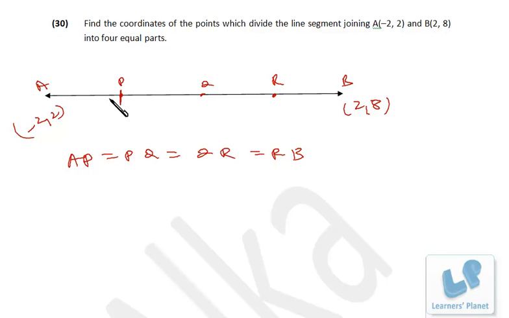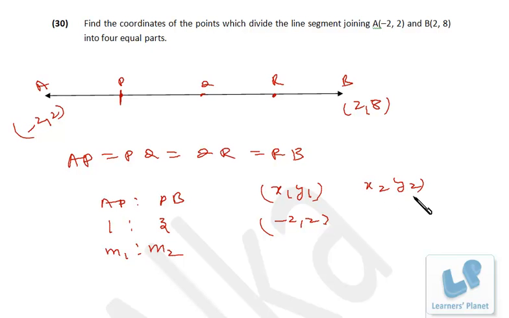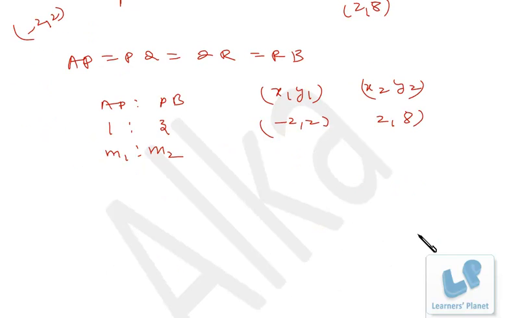That means AP is to PB will be 1 is to 3. That means P divides AB in the ratio 1 is to 3. So that is m1 is to m2, right? So m1, m2 we have, and x1, y1, x2, y2 we have. x1, y1 is (-2, 2), and x2, y2 is (2, 8), right? So we have the ratio in which P divides the line AB, 1 is to 3. We have the coordinates of A and of B. So we can find the coordinates of P.